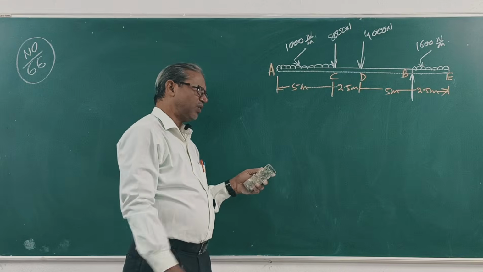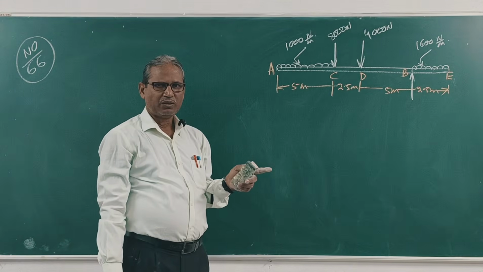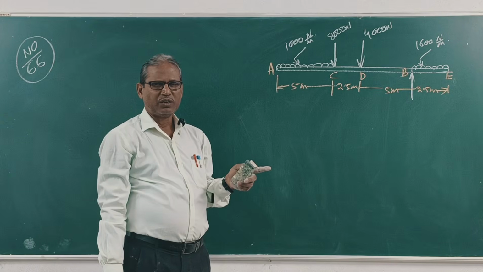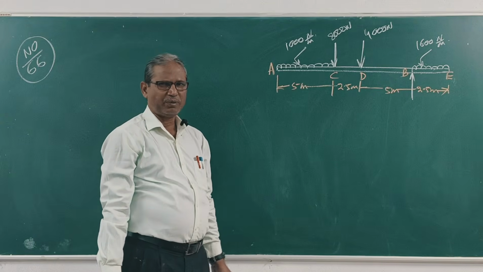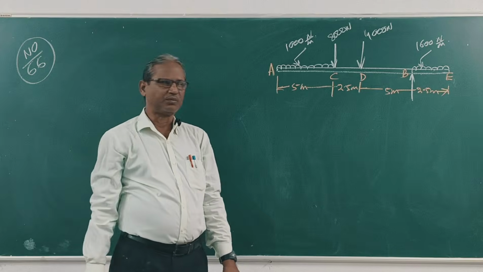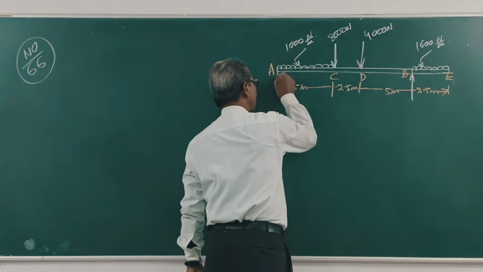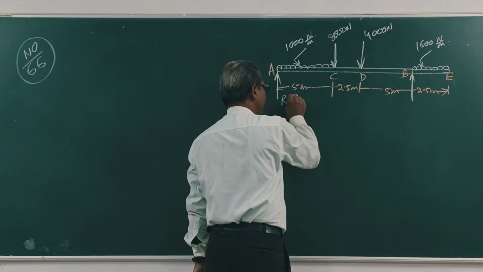Clear? Now, first find out the reaction at A and the reaction at B. First find out the reaction at A, reaction at B, then shear force calculation, then bending moment calculation. Right? This is RA, this is RB.